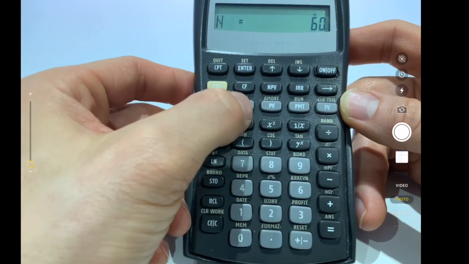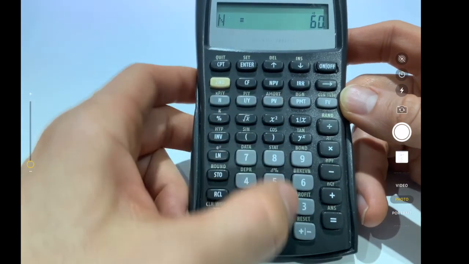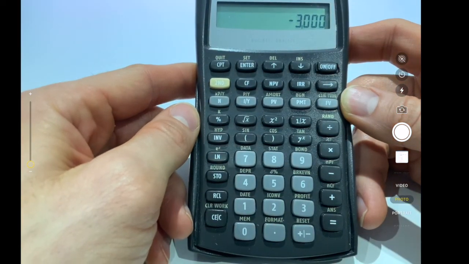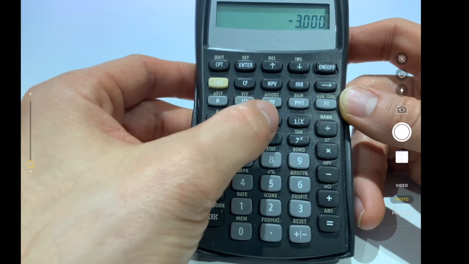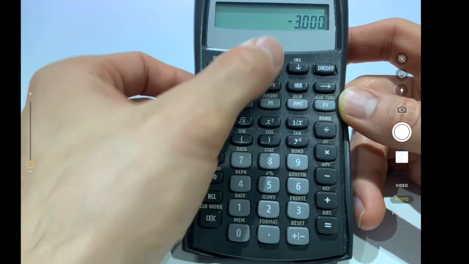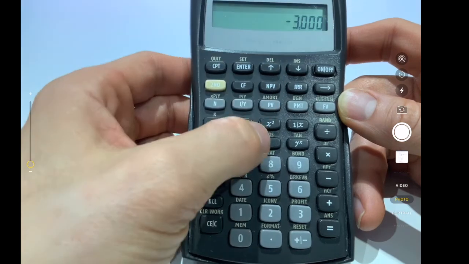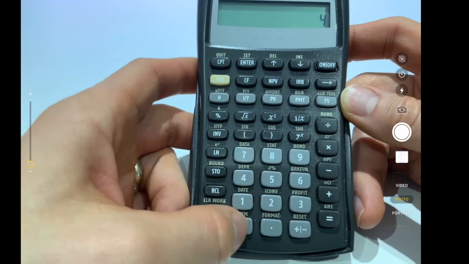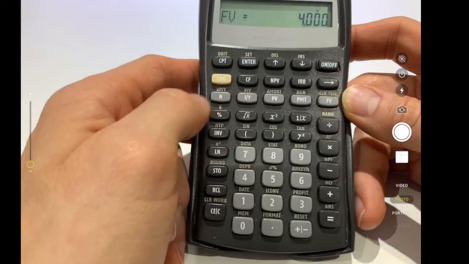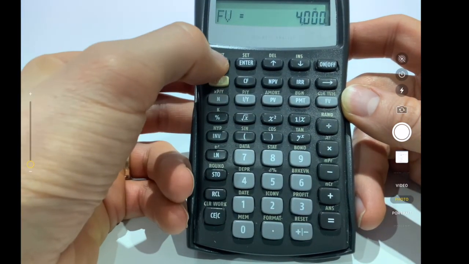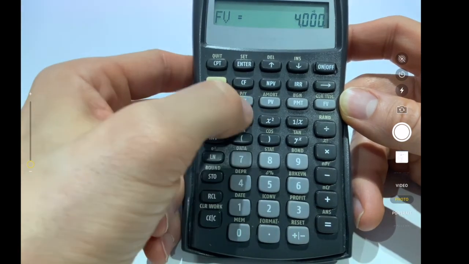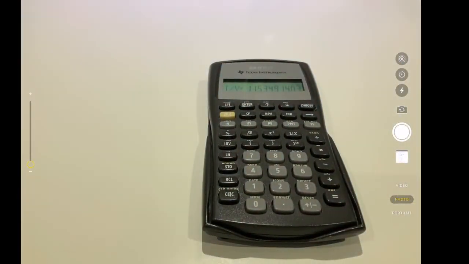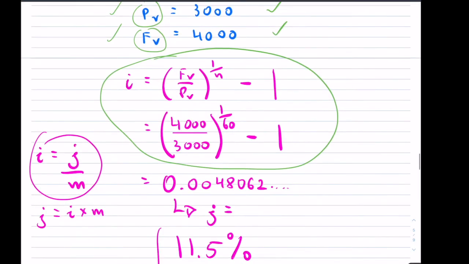I don't know my nominal rate, so I can't input it in. I know my present value, so present value is 3,000. I'm going to keep it negative, right? One of them, present value or future value, has to be negative, the other one positive. Money coming out means we're investing it. So that's my present value. My future value is 4,000. Then you hit future value, and I'm just going to hit compute. Now I can find out what I is, and notice it's 11.53 and so on, which is exactly what we got in our question.